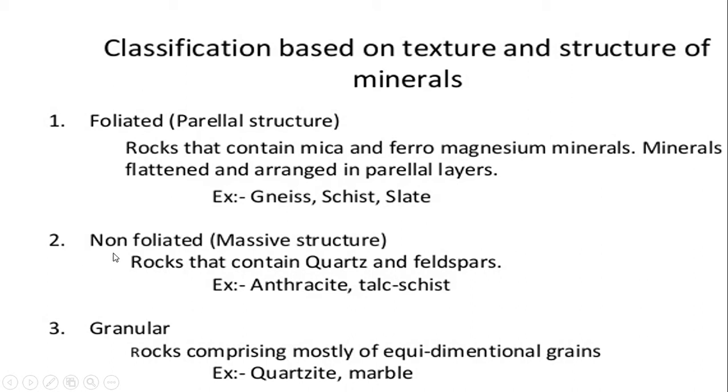The second one is non-foliated, which is the massive structure. Rocks that contain quartz and feldspar, for example, the anthracite, talc schist, these are non-foliated. The third one is the granular. Granulars are rocks comprising mostly of equidimensional grains, for example, the quartzite and the marble.